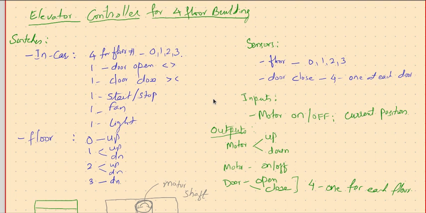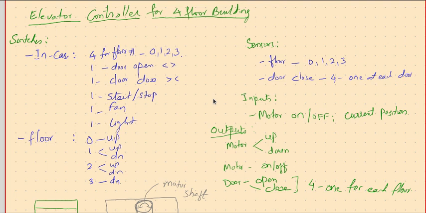Then it will ask you where you want to go. To tell where you want to go, there are switches inside the cabin, which we call in-car switches, and there are four switches: one for the ground floor, one for the first floor, one for the second floor, and one for the third floor. For our simplification, let us call the ground floor 0, the first floor 1, then 2, 3, that way.